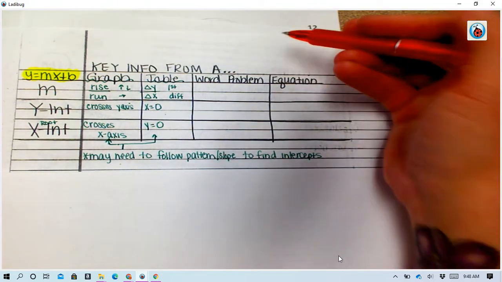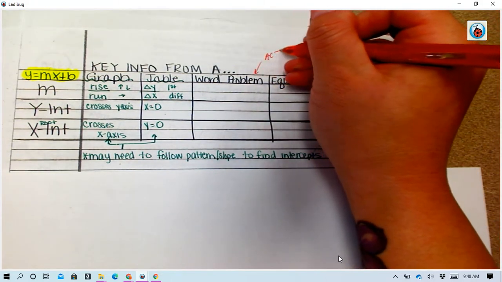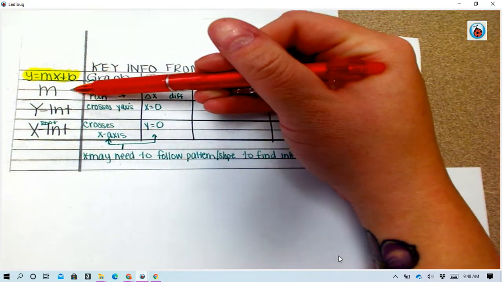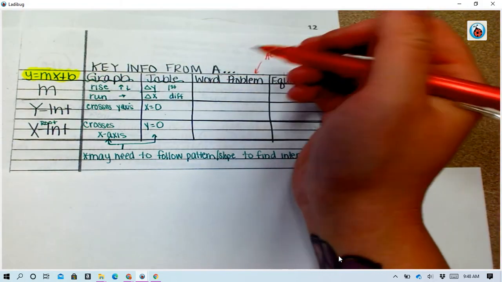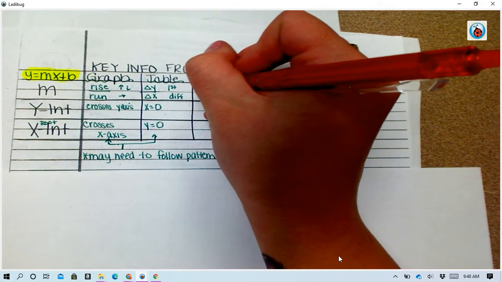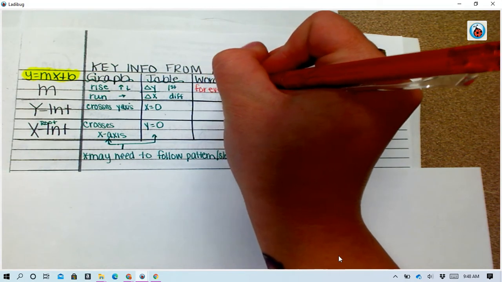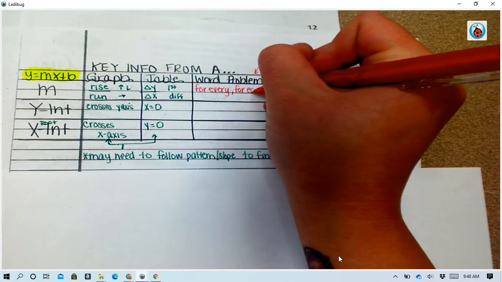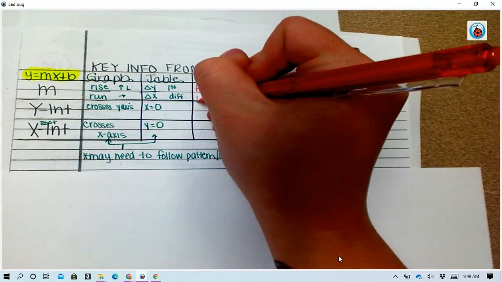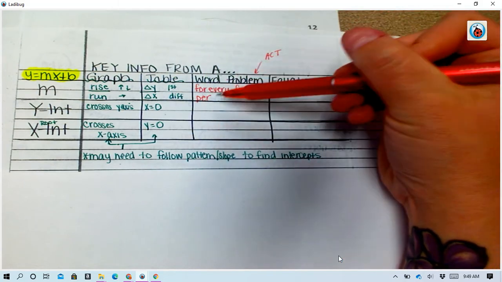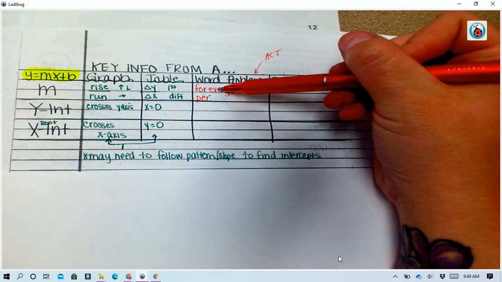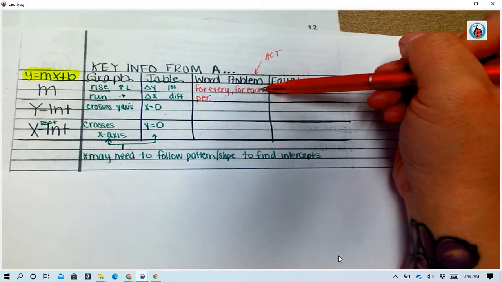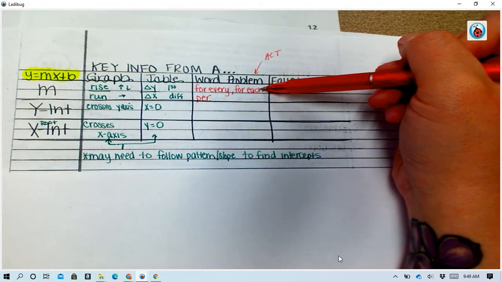Word problems. The ACT loves these kinds of word problems. If you're given a word problem, how do you know what number is going to be the slope? You're looking for keywords such as "for every," or if it says "for each," or if it has the word "per," like you get paid $10 per hour. You have to pay $12 for every ticket. You earn a commission for each painting you sell.